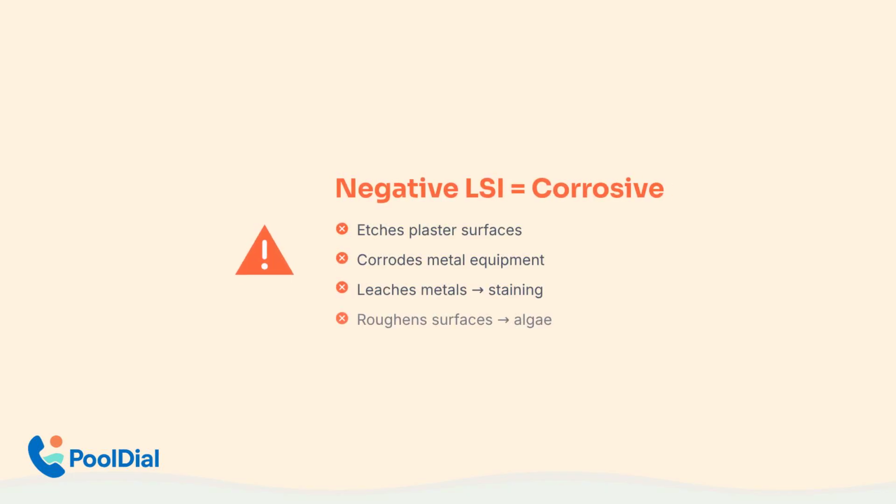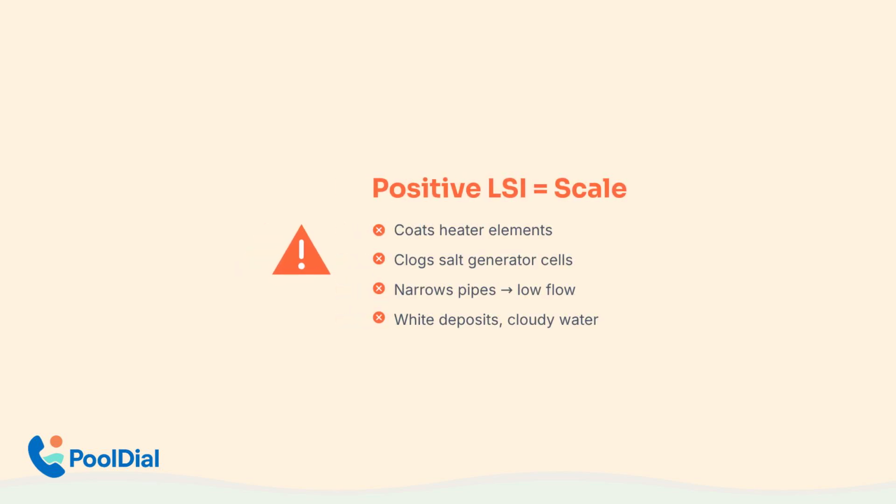When LSI goes negative, the water becomes aggressive. It etches plaster, corrodes copper heat exchangers, leaches metals that cause staining, and roughens surfaces that harbor algae. When LSI goes too positive, calcium deposits everywhere. Scale coats heater elements, clogs salt cells, narrows pipes, and creates white deposits that cloud the water.